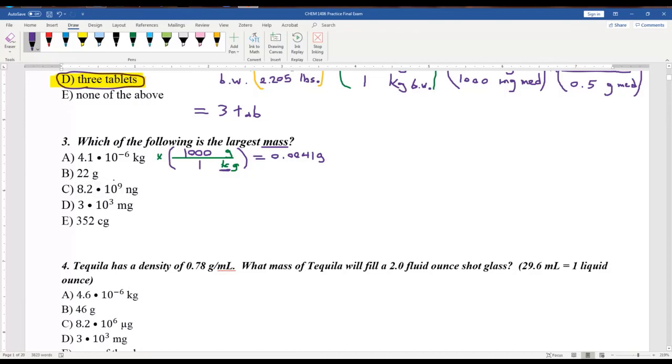Now, 22 grams is already in grams, so I don't need to worry about that one. But I am going to have to convert the nanograms. So I'll go ahead and do that. In this case, nanograms goes on bottom, and I'm going to put grams on top. Now, where am I going to put the 1 in this case? Actually, I would put a 1 in front of the prefix.